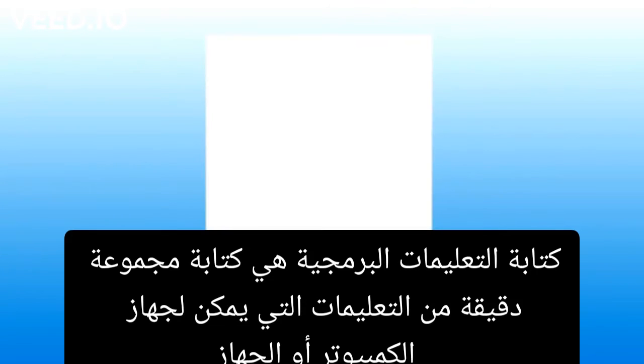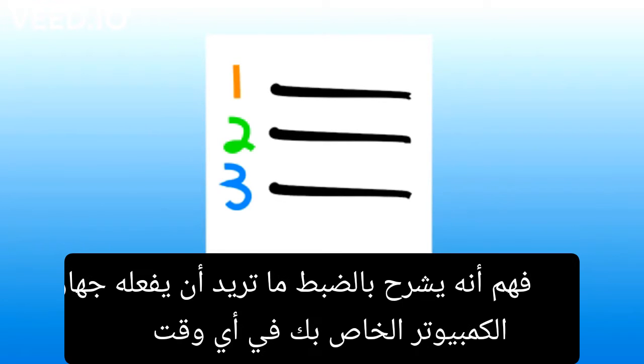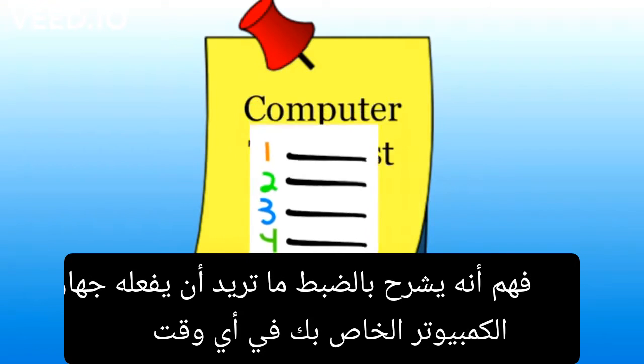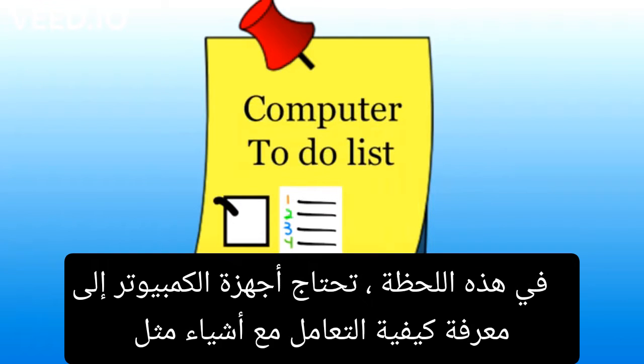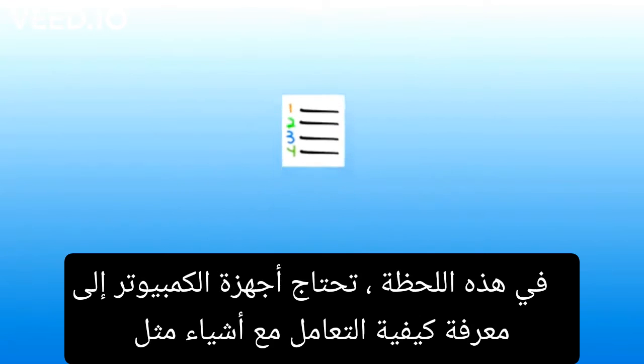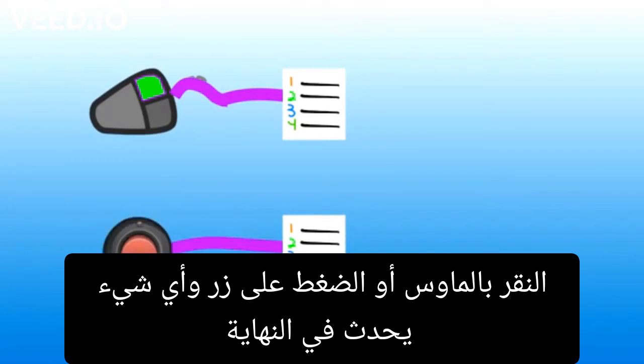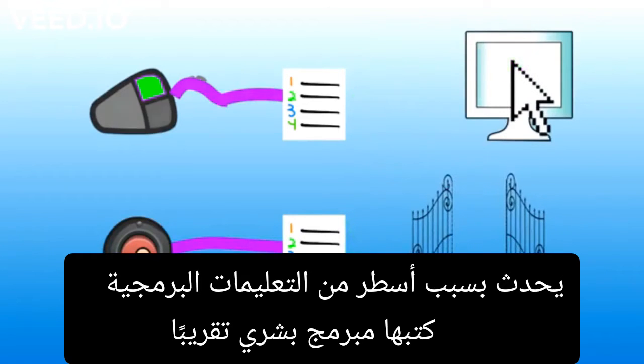Writing code is writing a precise set of instructions a computer or device can understand. It's explaining exactly what you want your computer to do at any given moment. Computers need to know exactly how to react to things like the clicking of a mouse or the pushing of a button. And whatever happens ultimately is happening because of lines of code written by a human programmer.